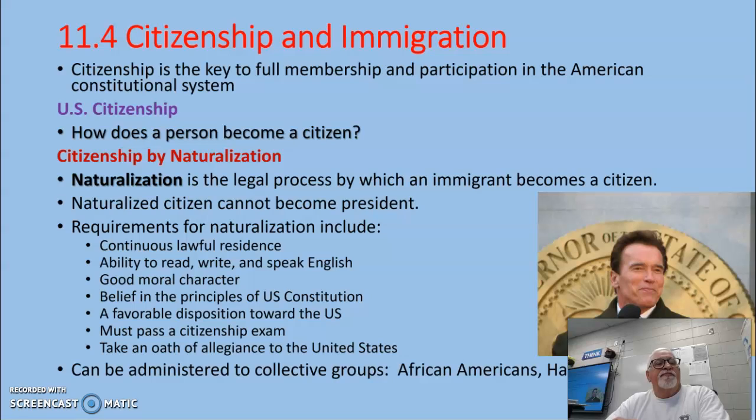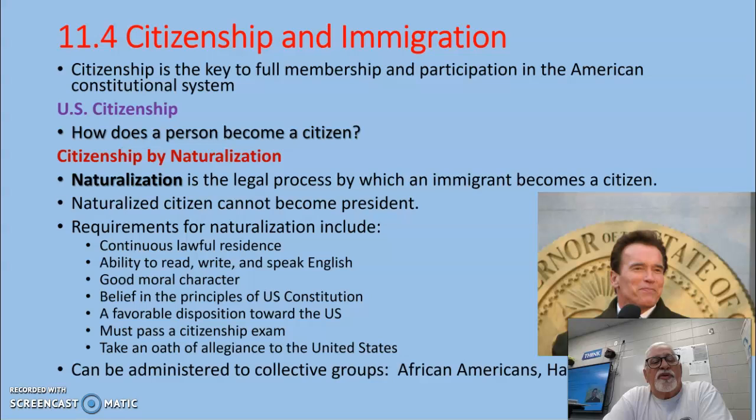So we'll proceed. Citizenship, again, is full membership. How do you come? Yeah, it can be by birth or by the soil, but it can also be that you are naturalized. Naturalized is the legal process by which an immigrant becomes a citizen. Naturalized citizens cannot become president. That man that you see there, Arnold Schwarzenegger, he can never be president of the United States because he was not born here. He was born in Austria. And so he can be governor of California, but he can't be the president of the United States.